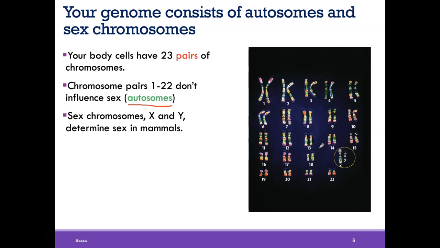The sex chromosomes, X and Y, determine sex in mammals. So that will determine whether the individual is male or female in mammals. Females have 2 X chromosomes, whereas males have 1 X chromosome and a Y chromosome. What you're looking at here is called the karyotype, which is the entire set of a person's chromosomes laid out. And again, chromosomes only look like this when they're in prophase or metaphase. So these are fully condensed chromosomes. They don't usually look like this.